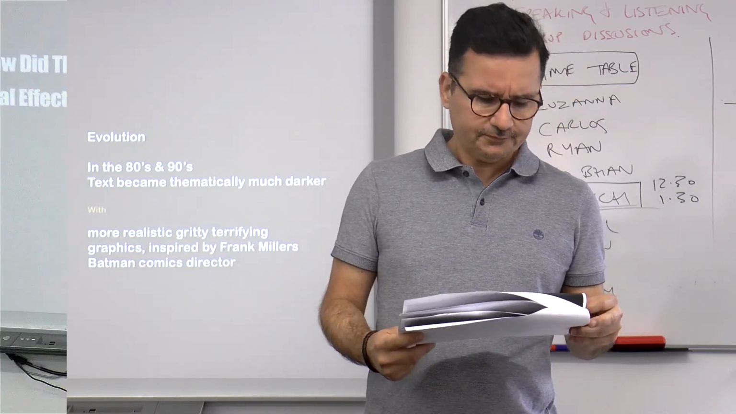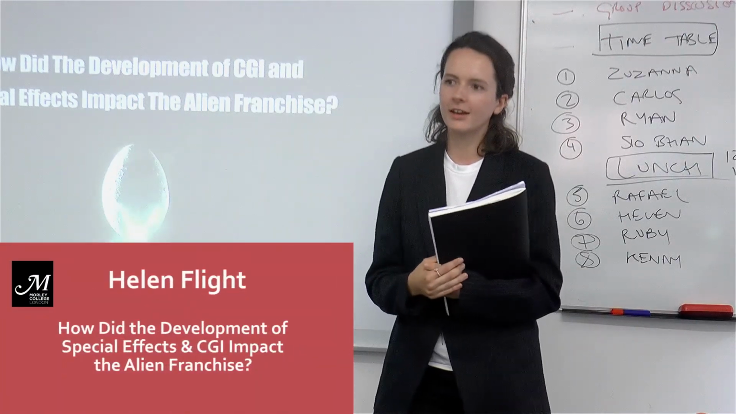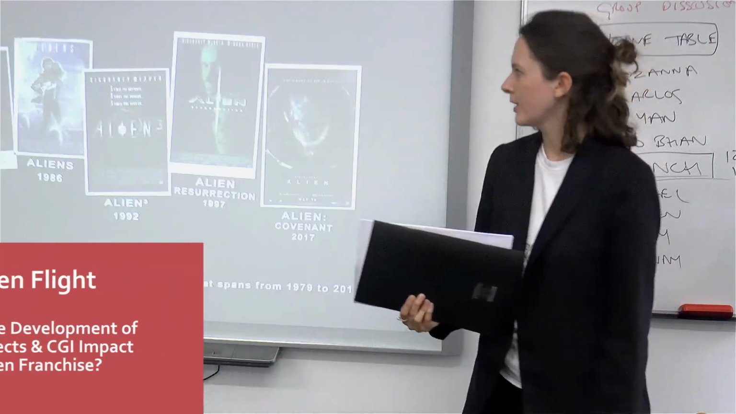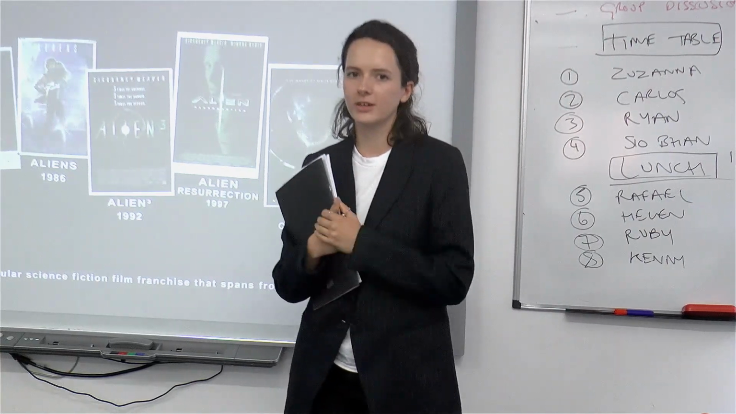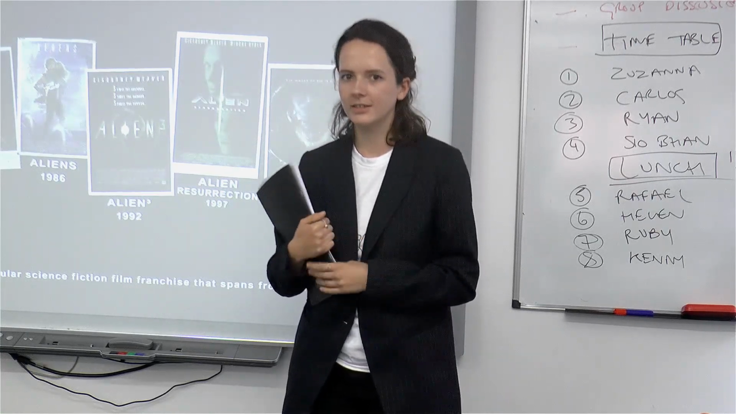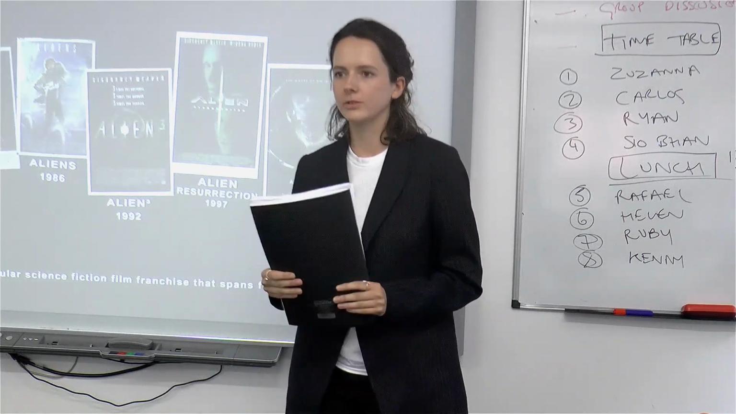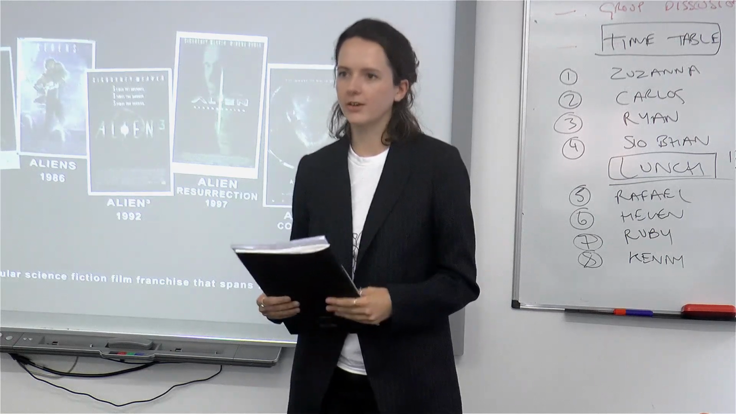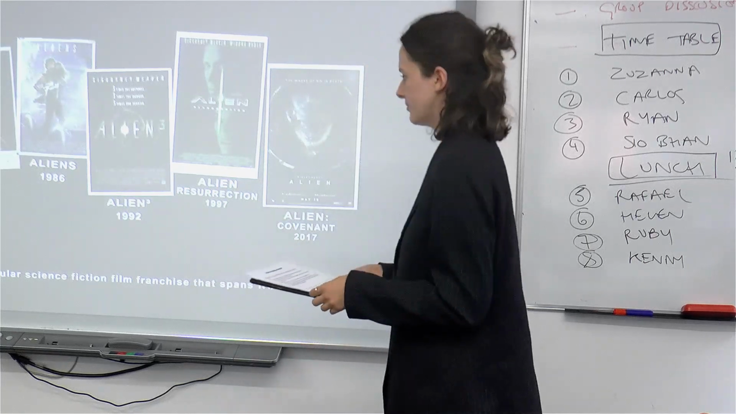My presentation is on how the development of CGI and special effects impacted the Alien franchise. So what is the Alien franchise? It's a popular science fiction film franchise that spans from 1979 all the way to 2017. It uses special effects throughout all of its films, which is quite typical of science fiction, because science fiction uses special effects to create new worlds, new frontiers, and immerse the viewer in the near unbelievable.